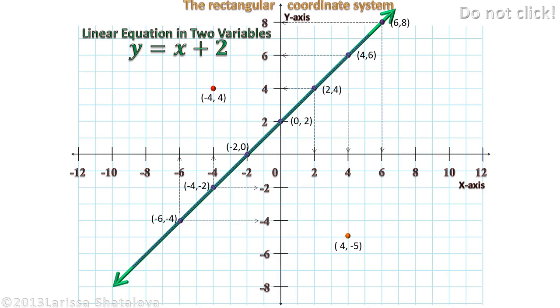And the second point, the red one, gets the same verdict. It's not a solution because this point does not reflect the relation between x and y. For x equal to 4, y is supposed to be 6. So this point is not a solution, therefore this point is not on the graph.